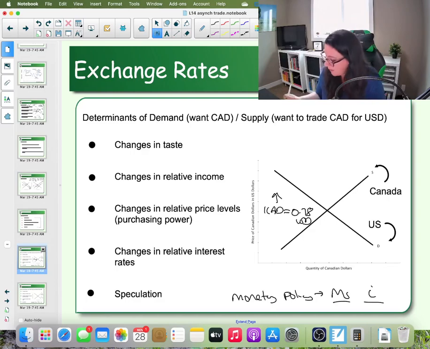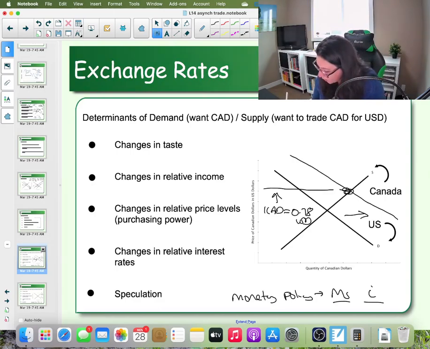All right, so if US demand for Canadian dollars increased, the Canadian dollar would appreciate. Let's say go from 1 Canadian dollar equals 78 cents to, let's say, 80 cents. So what would cause Americans to demand more Canadian dollars? Well, let's go through our list here.